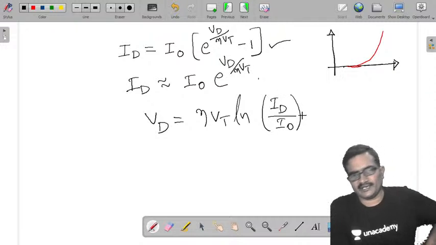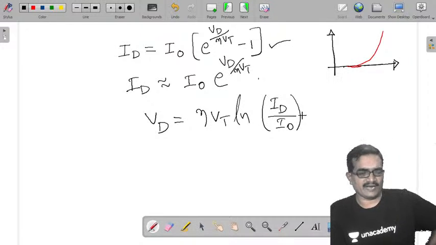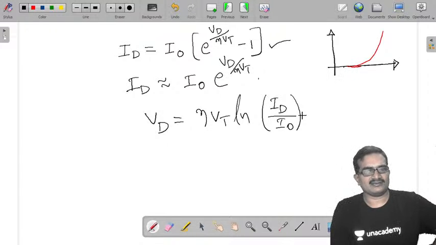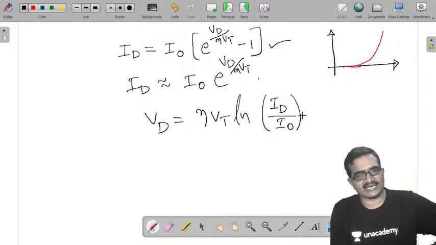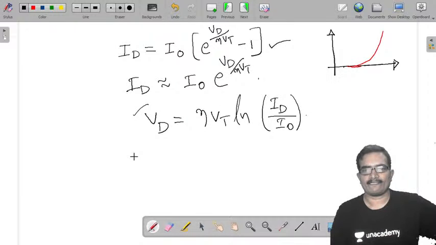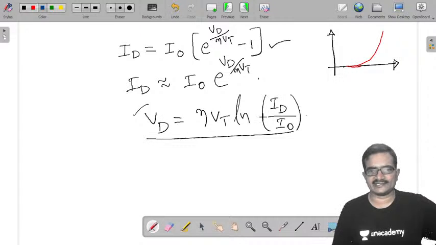So sometimes you get a problem: how much voltage has to be applied to a diode to get a diode current 1000 times more than the reverse saturation current? In such cases you need to apply this. Now I am doing a problem on this. How much voltage is applied to get ID 1000 times more than I naught?